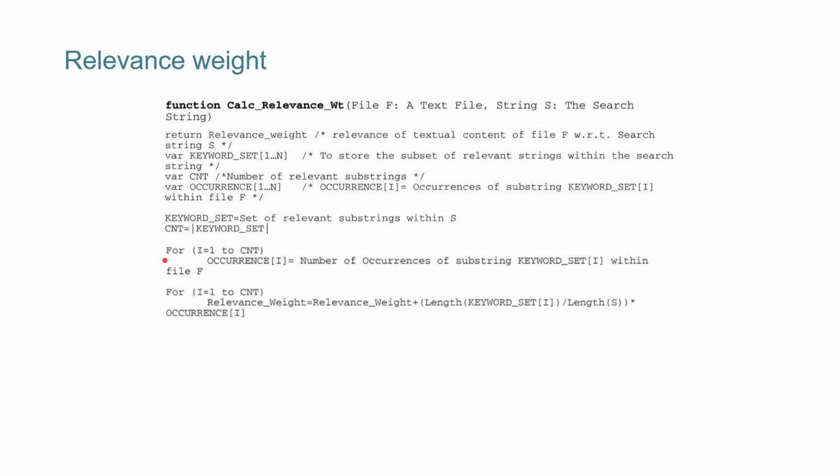Then a loop is run from 1 to count, the total number of keywords, and the occurrence of each substring, which is each keyword in the keyword set, is counted and stored in the occurrence array. Then again another loop is run and the relevance weight is calculated with the same formula, that is, length of each keyword in the keyword set by length of the total search string, times the number of occurrences.